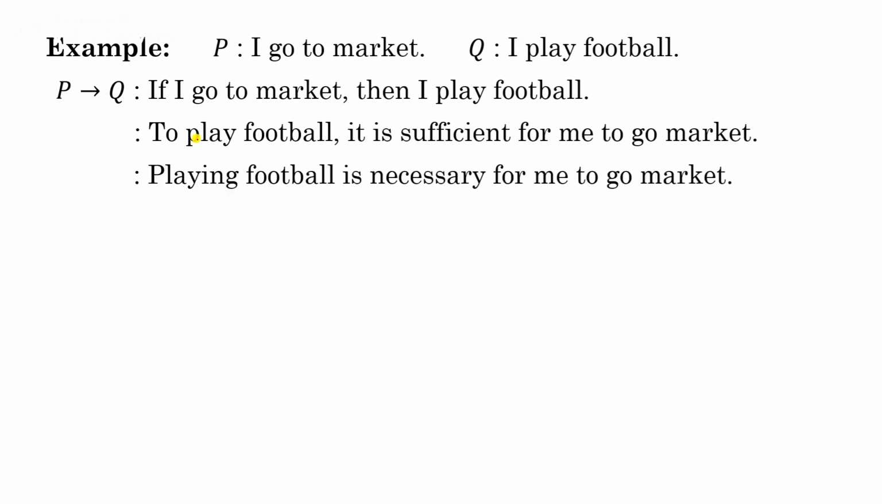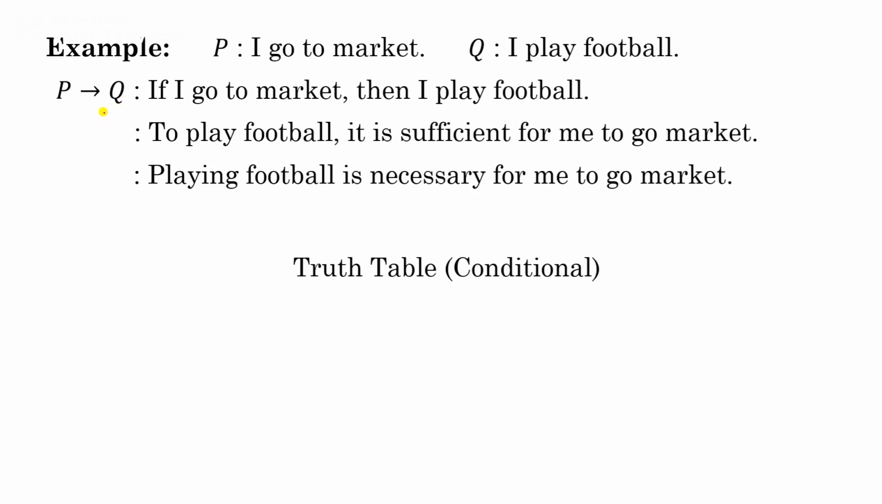Another way you can write it is playing football is necessary for me to go to market. As I told you, Q is necessary for P. So in this way, you can represent P implies Q in one of these three ways. Now about the truth table of P implies Q, because we have two variables P and Q, in all we will have four combinations of truth values of P and Q. So now we'll check what will be the truth value of P implies Q.